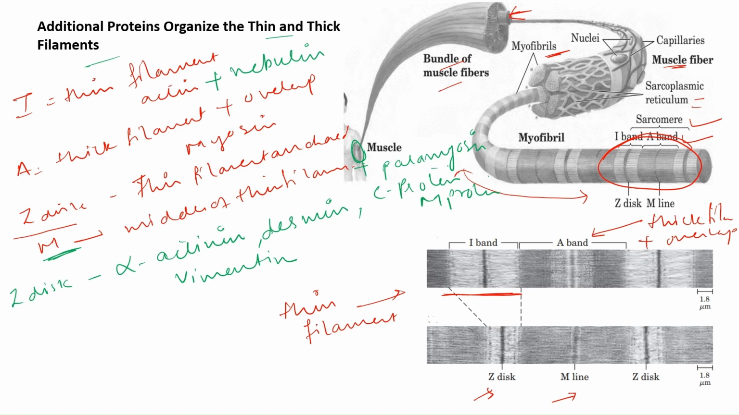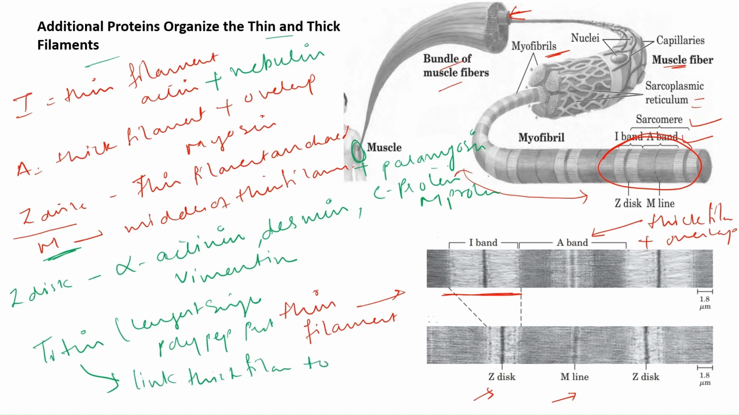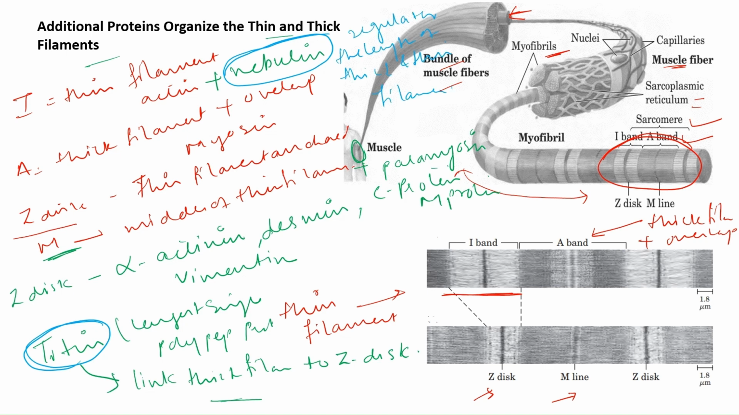Now one more protein is there which is called titin. It is the largest single polypeptide protein. What is its function? It links thick filament to Z disc. Now this titin and this nebulin, these two proteins serve as regulators: nebulin will regulate the length of the thin filament, and titin will regulate the length of thick filament.